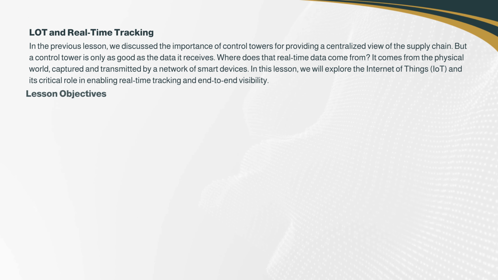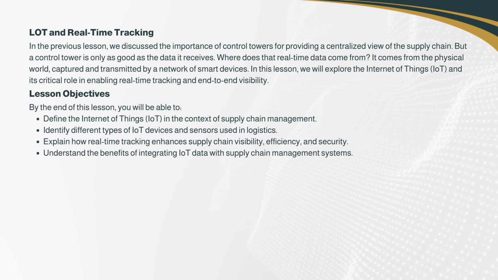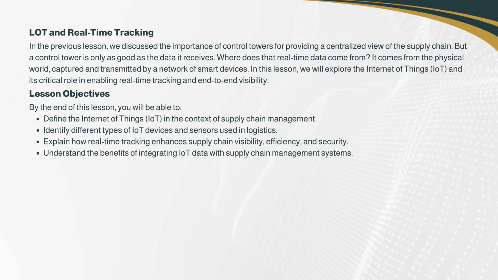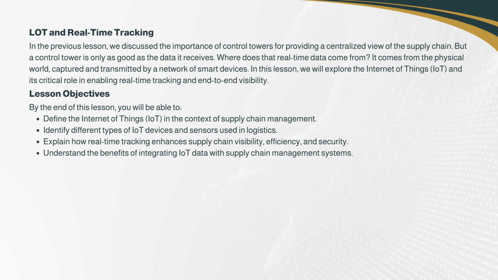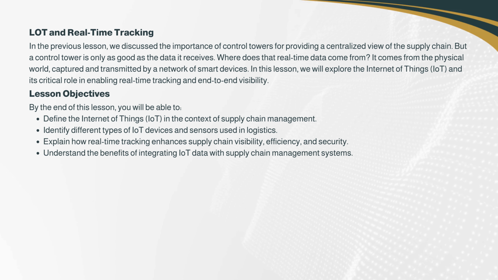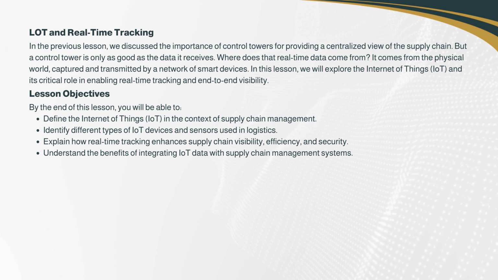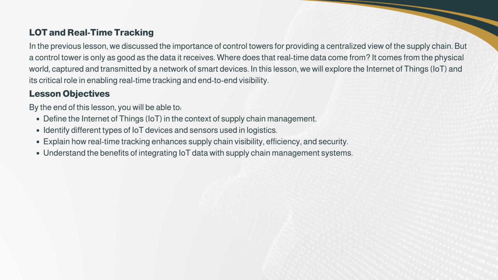end-to-end visibility. Lesson objectives. By the end of this lesson, you will be able to define the Internet of Things, IoT, in the context of supply chain management. Identify different types of IoT devices and sensors used in logistics. Explain how real-time tracking enhances supply chain visibility, efficiency, and security. Understand the benefits of integrating IoT data with supply chain management systems.